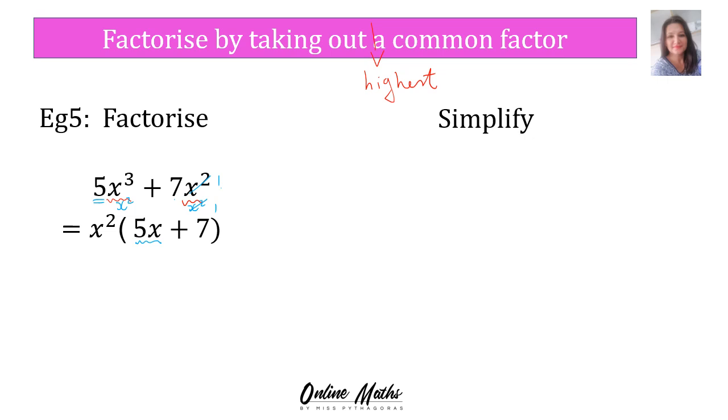And then on the right hand side, we can quickly check whether we were right by multiplying. And we can say x squared times 5x is 5x cubed, and x squared times 7 is 7x squared.